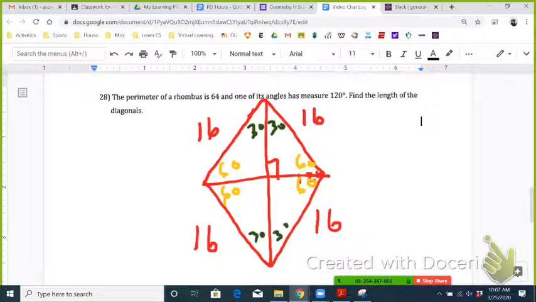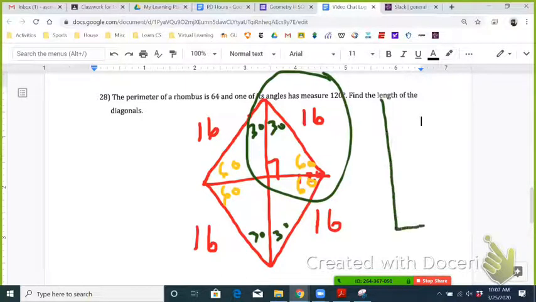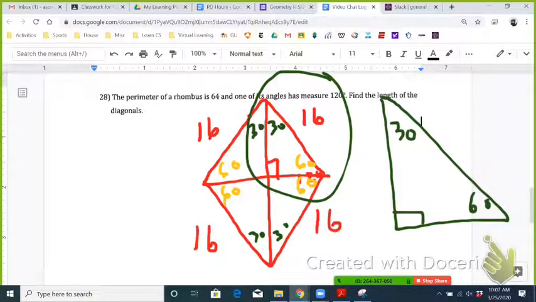Now if we take one of these triangles and zoom in on it, draw it a little bigger. 30-60-90. We know that the hypotenuse is 16. If we call the short leg x, we know that the hypotenuse has to be 2 times x, and the long leg has to be x times root 3.